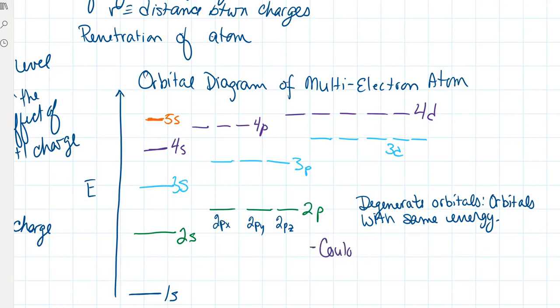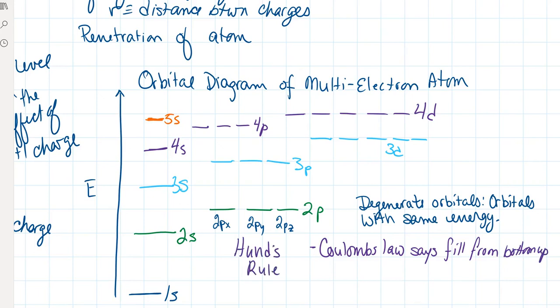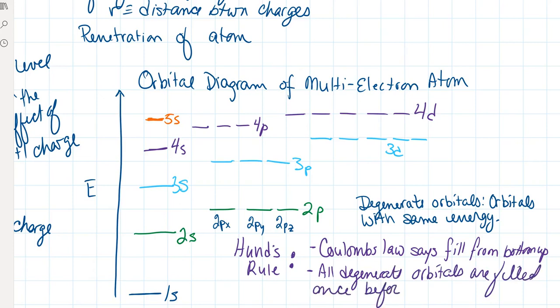Coulombic attraction, or Coulomb's law, says plus attracts minus, so in this case that means we fill from the bottom up. And this was originally developed by a guy named Hund, so they call this Hund's rule. I fill from the bottom up. And the other thing that comes with this is that I have to make sure all degenerate orbitals are filled once before they're paired.